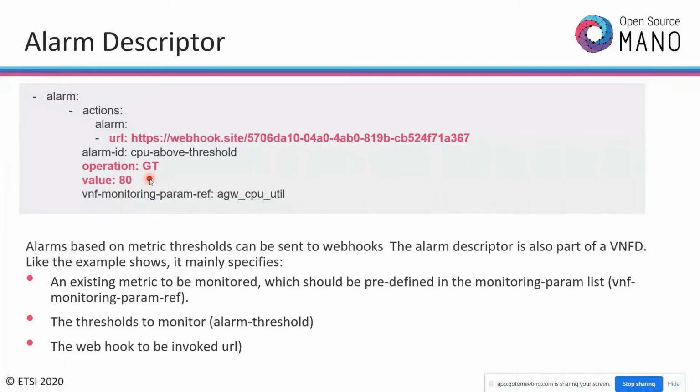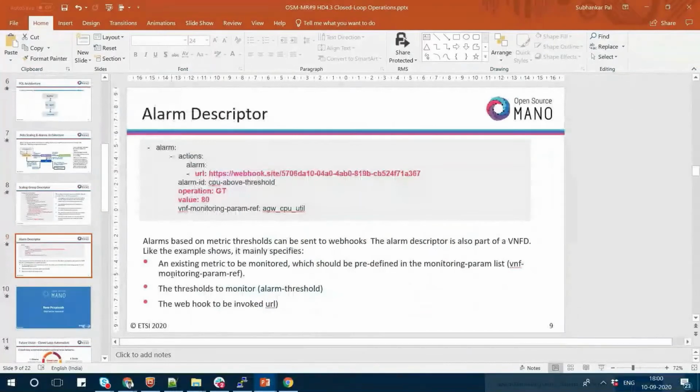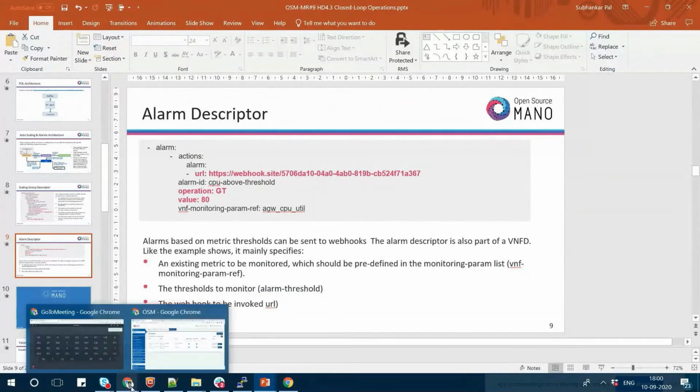A few important things: alarms or auto scaling can only be done on existing metrics that are already monitored. You have a threshold to monitor, and if it is an alarm, then you have a webhook as well. So let's go and see in our slice how it looks.